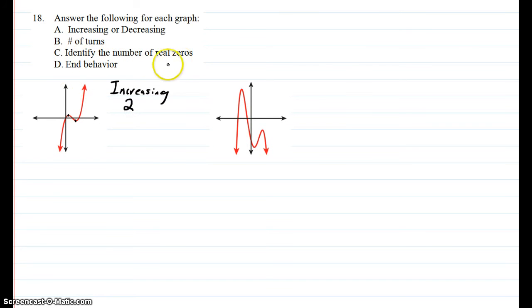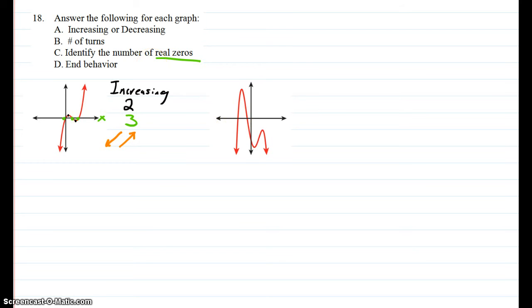Identify the number of real zeros. This is a pretty important concept that you're going to use over and over again. The real zeros are going to be where it touches the x-axis. So it touches once here, and once here, and once here. So this has 3 real zeros. And then identify the end behavior. As we go towards negative infinity, it's going down. As it's going to positive infinity, it goes up.